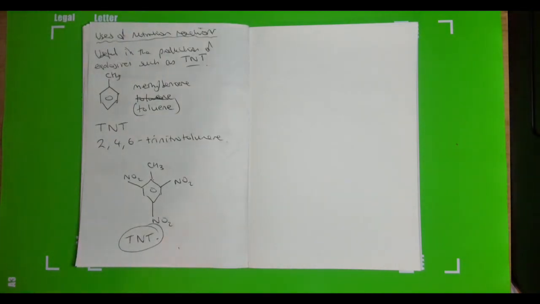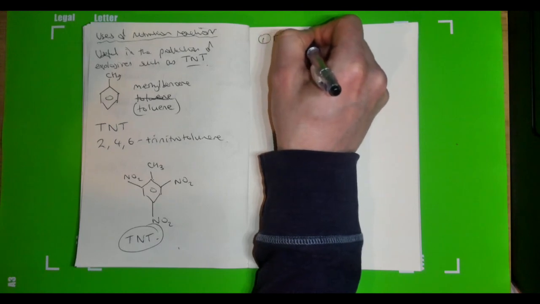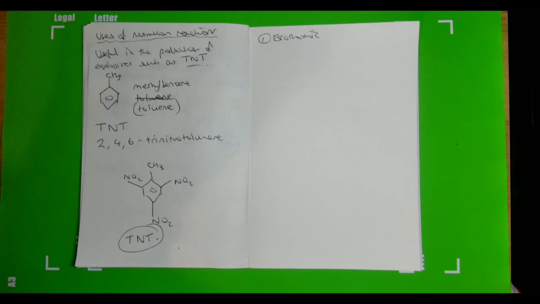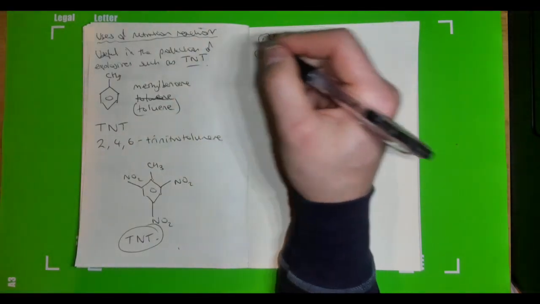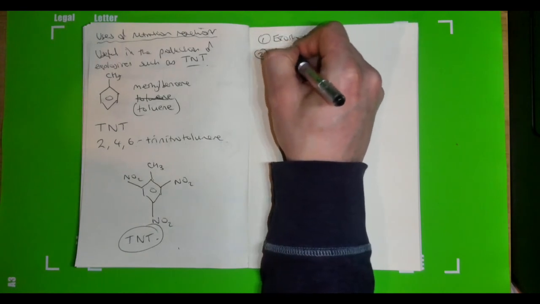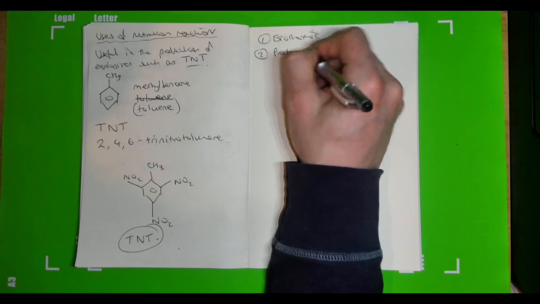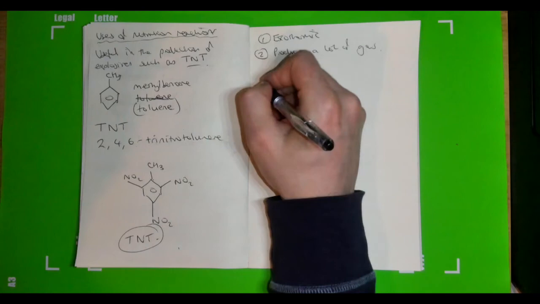All right, now the way TNT works is it works in two ways. Okay, the first way is that it's very exothermic. So if you were to look at the bond enthalpies before and after the reaction, you would see that it's a very, very exothermic reaction. And the second reason why this works as a bomb is that it produces a lot of gas. And we see that when we write down the balanced symbol equation.